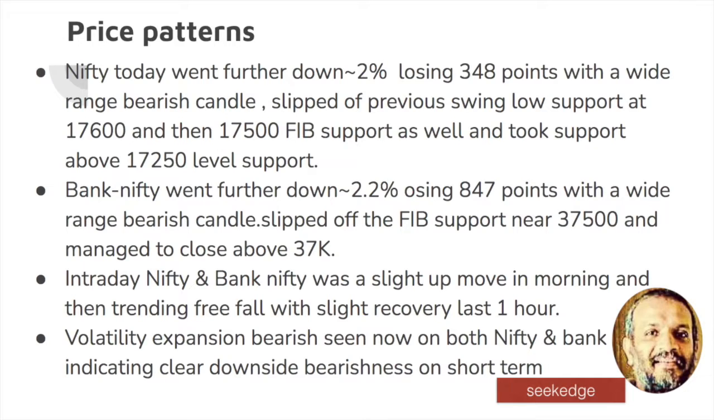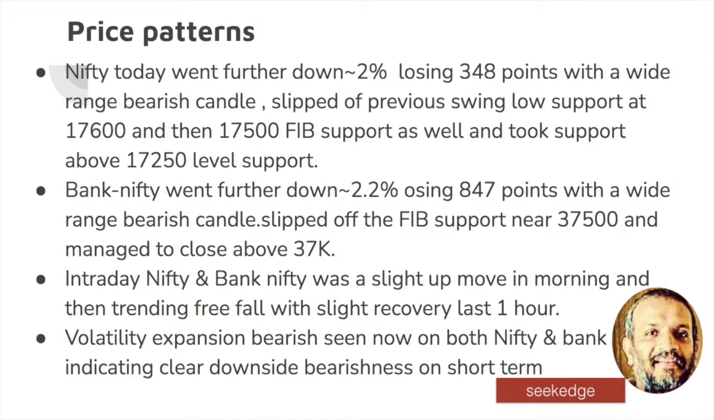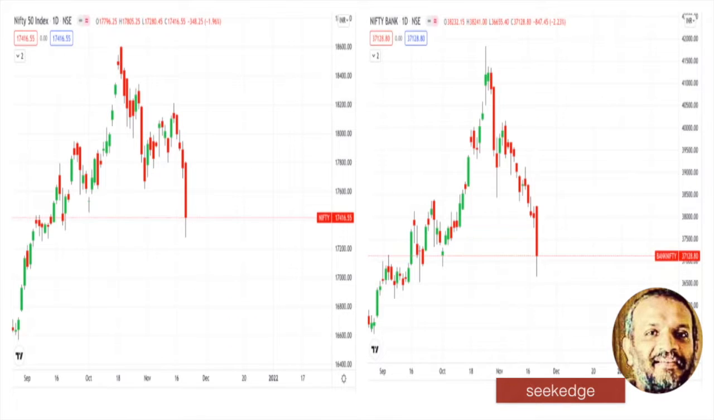So it slipped off this 17600 first. Now there is a previous swing low. Then it took away 17500, which is the Fibonacci support level. Then it took the support very close to 17250 level, and then bounced slightly up. BANKNIFTY also fell 2.2%, 847 points. It went to 1250 kind of levels of dip, and then it recovered a bit and then settled at 850 kind of points loss. A wide range bearish candle once again, as you see, and then it managed to close about 37,000 somehow, although it had slipped the Fibonacci support of 37,500 once, right?